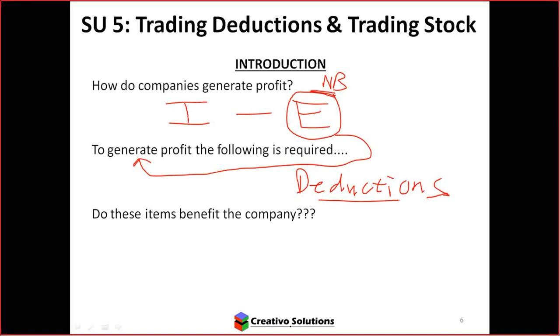Yes, sir. Right, so do these items benefit the company? Yes, sir, they do. How? Because they help me generate income. Correct. So if they are so important in terms of being able to operate, surely SARS should incentivize you to incur those expenses. Yes, sir. Well, they should try to incentivize you to help build the economy, because your expense is someone else's income. Yes, sir.